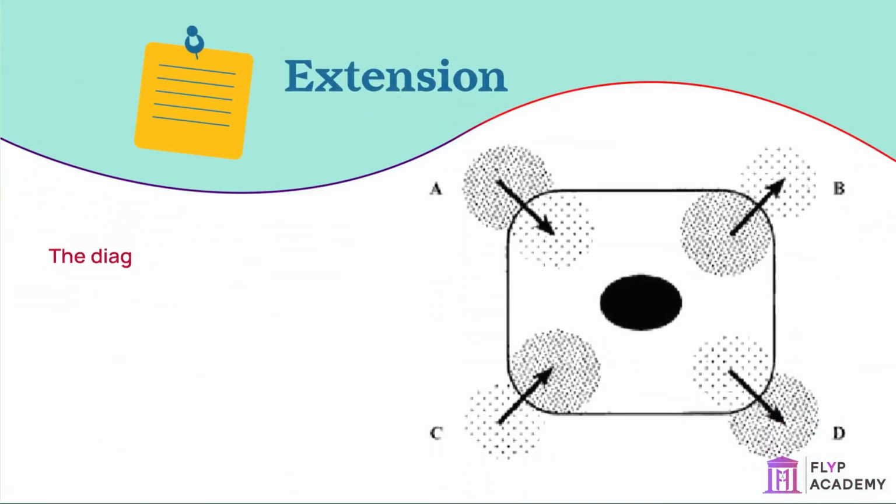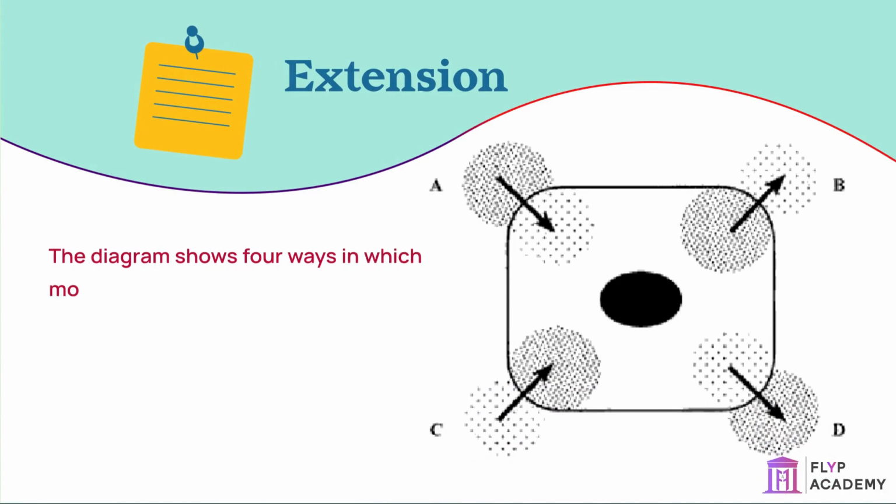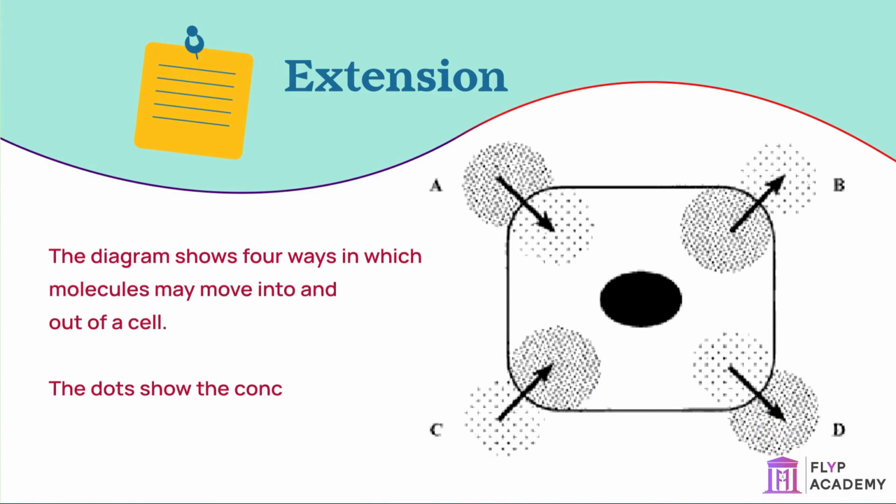Extension. The diagram shows 4 ways in which molecules may move into and out of a cell. The dots show the concentration of molecules. Which arrow, A, B, C or D, represents the active take-up of sugar molecules by the cell? Explain the reason for your answer.